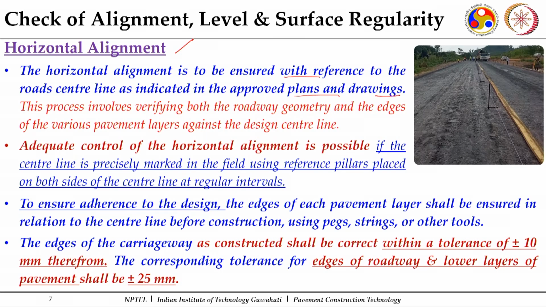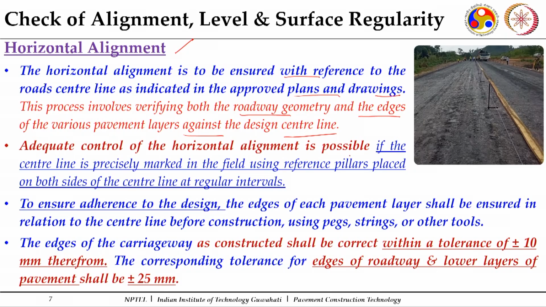There may be some preliminary drawings also available, which may not be approved. So those drawings need to be vetted, and the one which you are going to refer to is the approved one. This process involves, in case of horizontal alignment, verifying both roadway geometry and the edges of the various pavement layers against the designed center line. So I will work out the levels with the center line considering the width on each of the layers. From the cross section I will work out the edges of each layer. This is very important, and needs to be arrived at from your horizontal alignment.